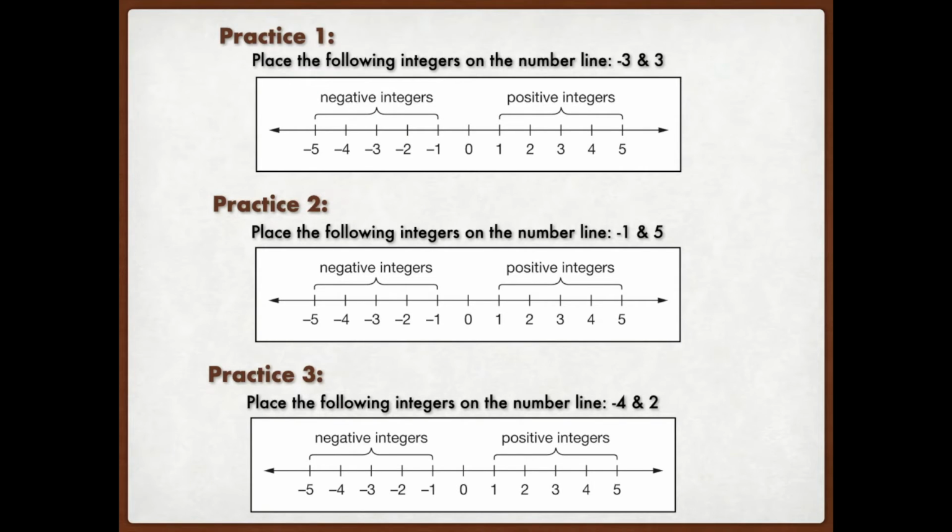Okay, here are 3 practice examples that I want you to try. Please go ahead and do these on your own. Draw your own little number line. For practice 1, we have -3 and 3. For practice 2, you have -1 and 5. And then for practice 3, you have -4 and 2. Now, -3 and 3 are opposites. The other ones are not. But let's go ahead and draw your own number line and identify these.